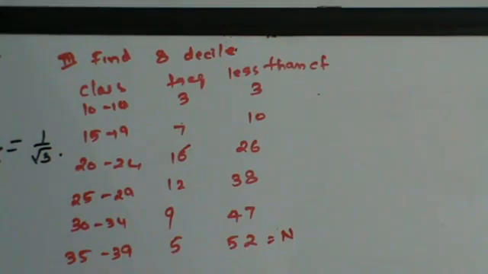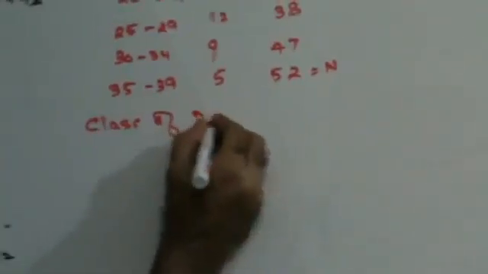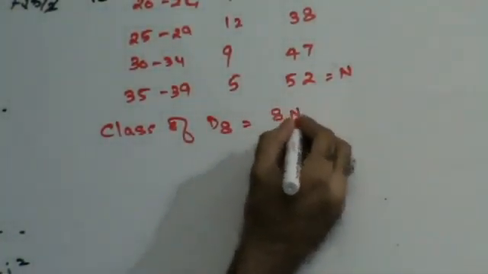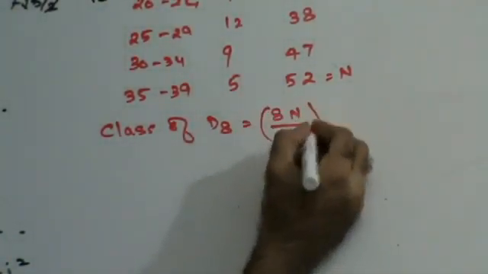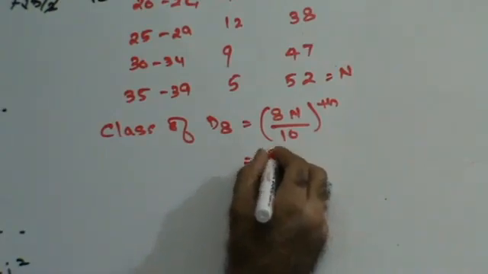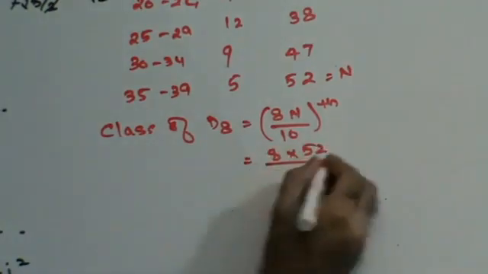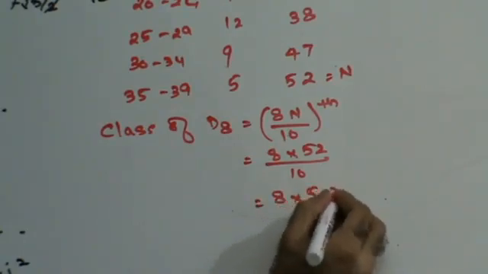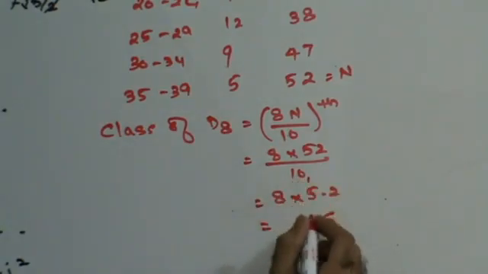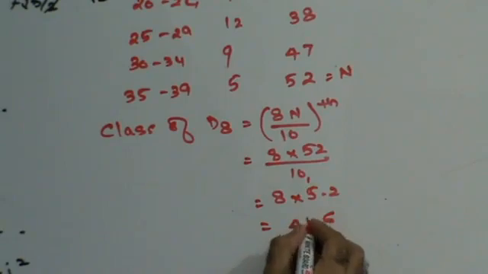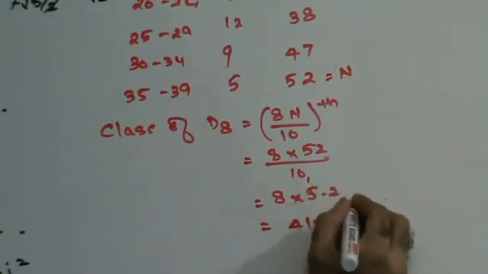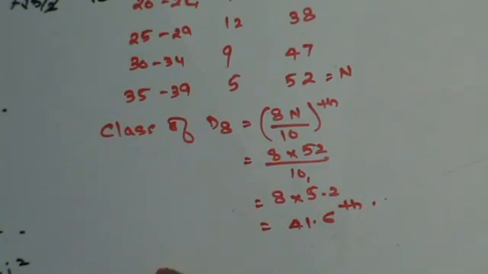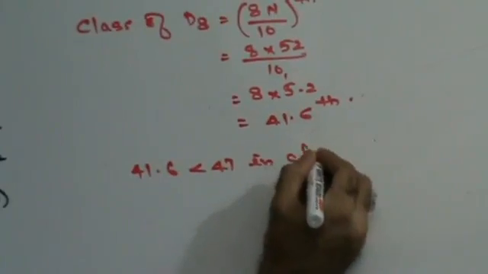So I can say class of P8 is nothing but 8n by 10th term. So that's 8 into 52 divided by 10. So 8 into 5.2, 8 2s are 16, 40, 41, 41.6 term. Right? Now 41.6 is less than 47 in CF column.